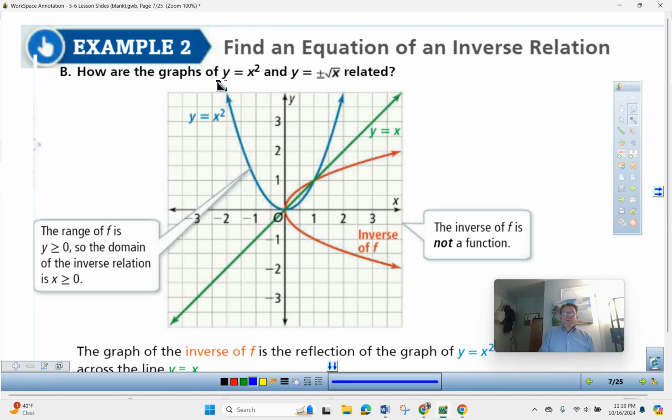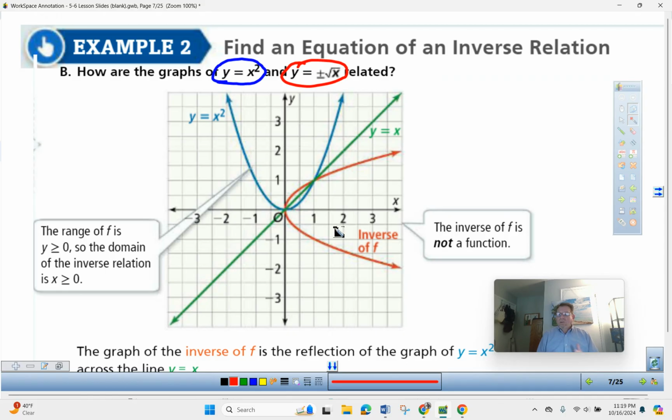So the original graph is this guy here, right? And so that's that parabola. It's the parent function, actually. So that's the original. And then when we graph this positive square root of x, you get the top piece, right? And then the bottom piece will be the negative part.